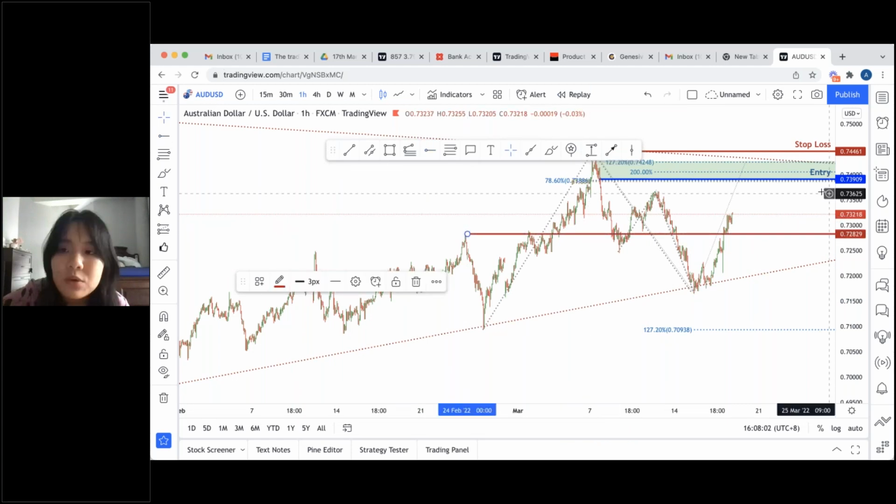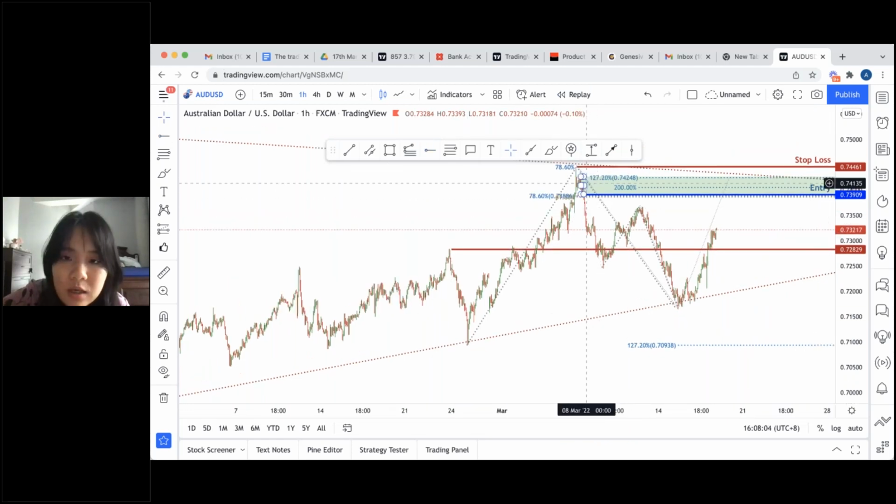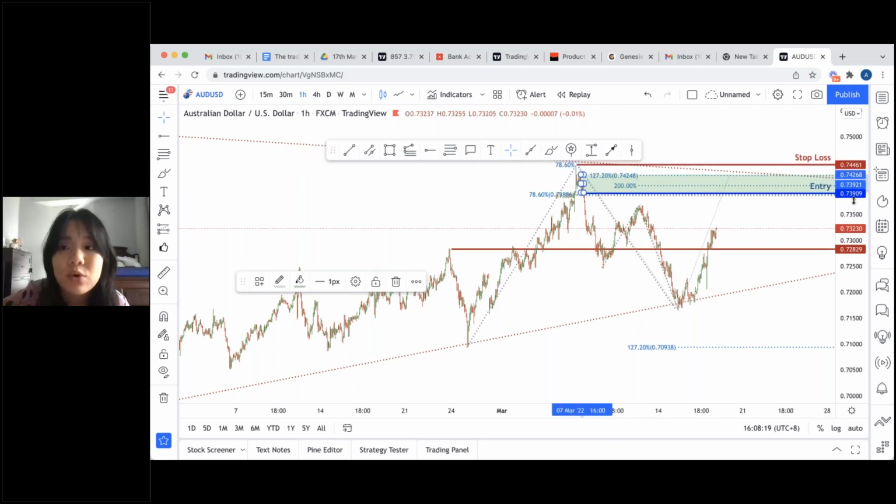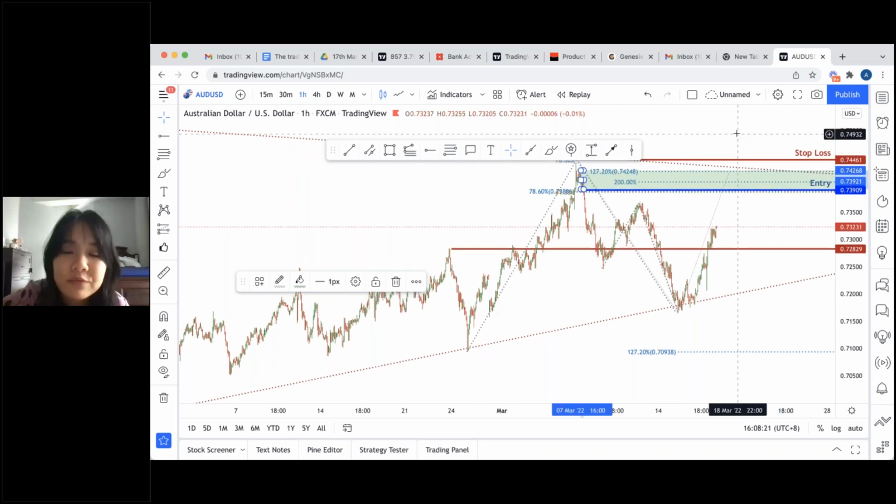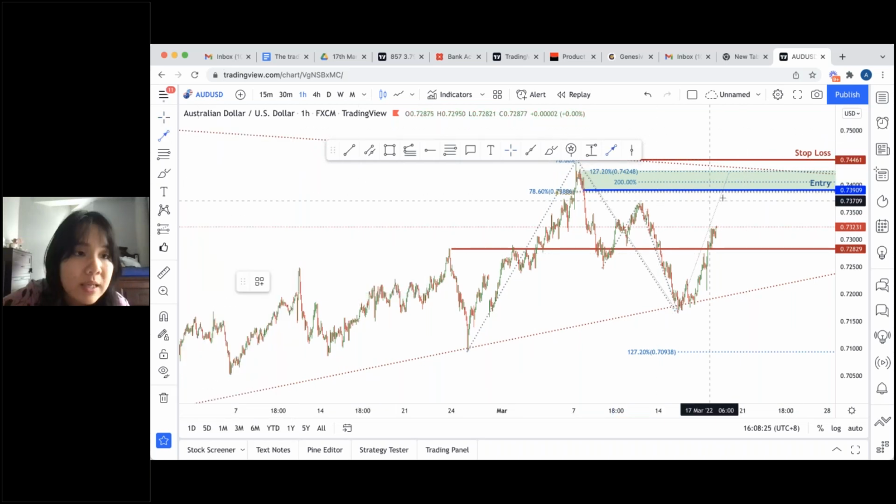Okay, so what you guys can do is watch this level and this area for a reversal. Manage your stop loss properly at the next Fibonacci, which means if it goes above this descending trend line and 78.6%, you'll break out of the weekly descending trend line. And then you will actually play a reversal here.